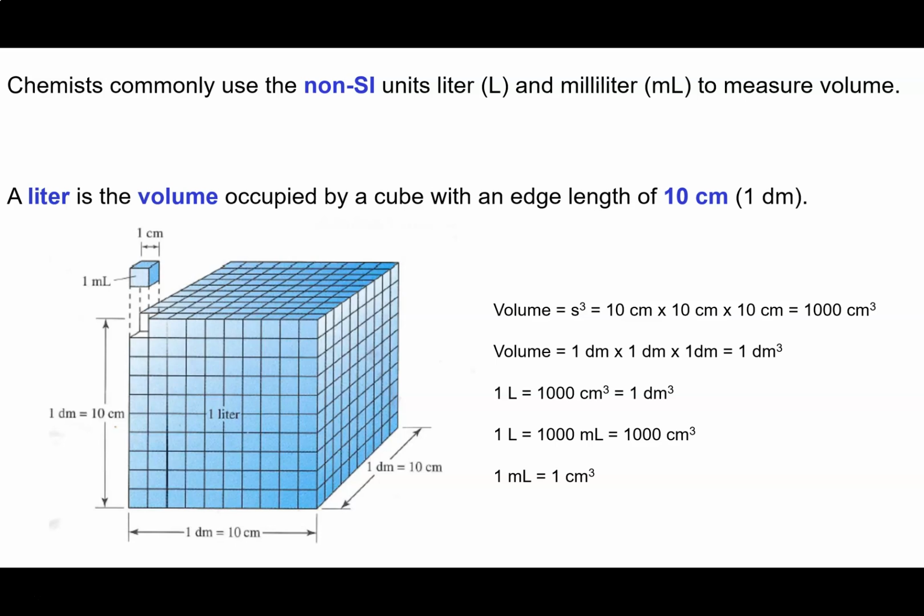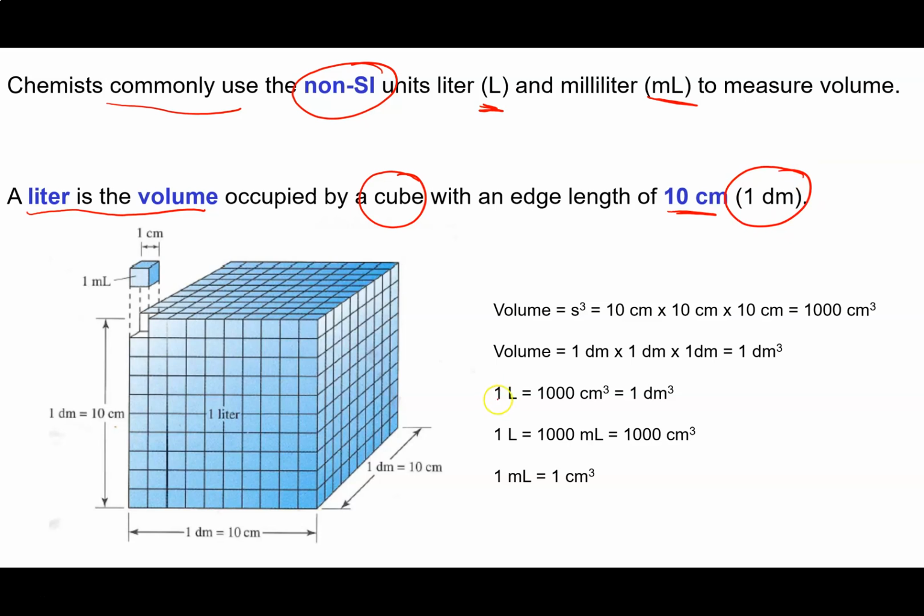The other thing that makes volume a little weird is that chemists typically use non-SI units, and in particular we like to use the litre and the milliliter to measure volume. So what the heck is a litre? Well, a litre is the volume occupied by a cube with an edge length of 10 centimeters, or some people will say with an edge length of 1 decimeter.